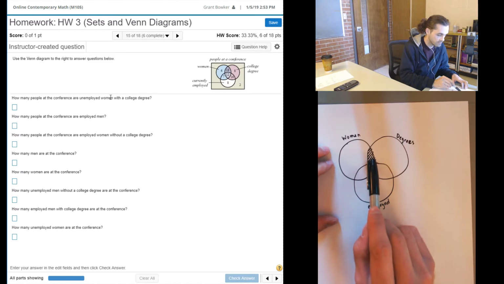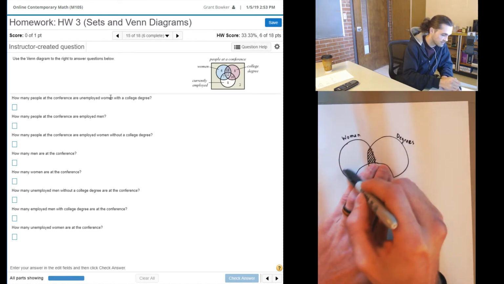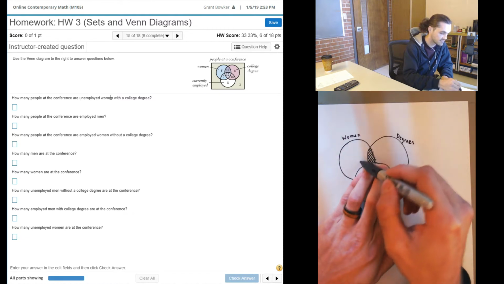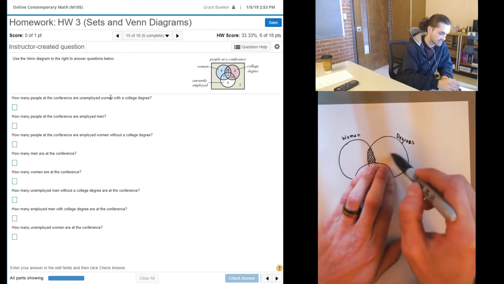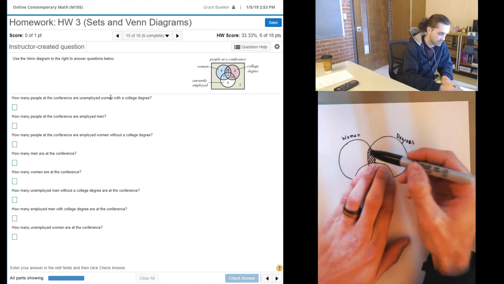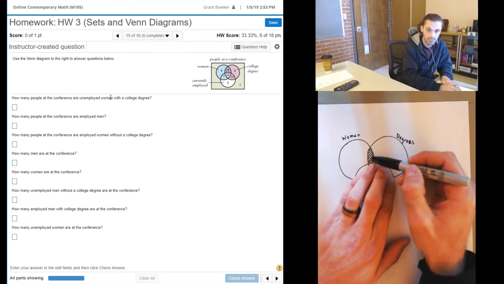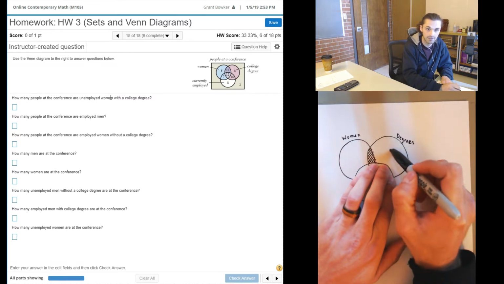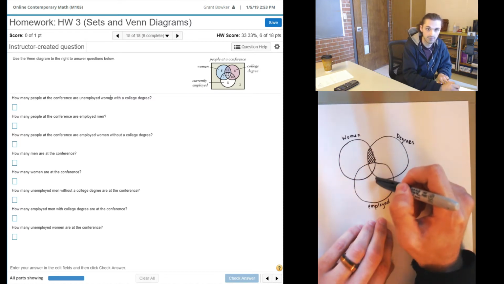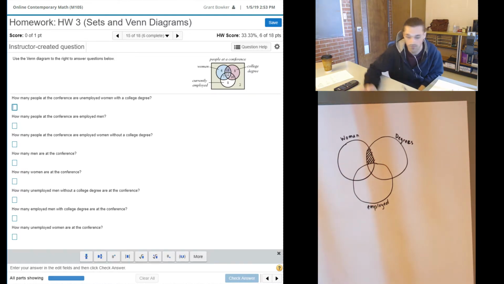To be a woman means you live somewhere inside of this set. So you could be anywhere inside of this woman's set, but then that last restriction says you also have to have a college degree, so you have to live inside of both of these sets, which would be this overlap. Recognize this overlap is the only piece that lives inside of both of these sets and still lives outside of this set. So recognize from the Venn diagram, that is this 18.